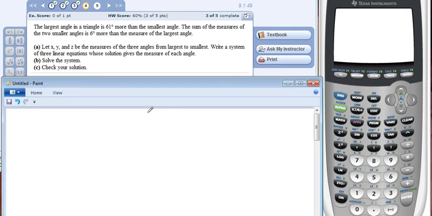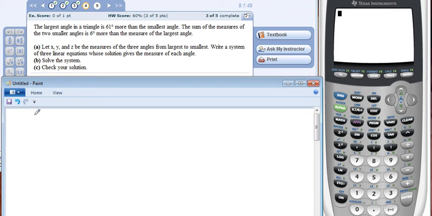I don't even want to show you the answers down here. I want to show you how to do this without it, because it is a multiple choice question and then we have to solve. But I want to do it without that first. So let's read it first. It says the largest angle in a triangle is 61 degrees more than the smallest angle. The sum of the measures of the two smaller angles is 6 degrees more than the measure of the largest angle. We're supposed to let x, y, and z be the measures of the three angles from largest to smallest and write a system that works. Solve it and then check it. They're not asking for much, huh?